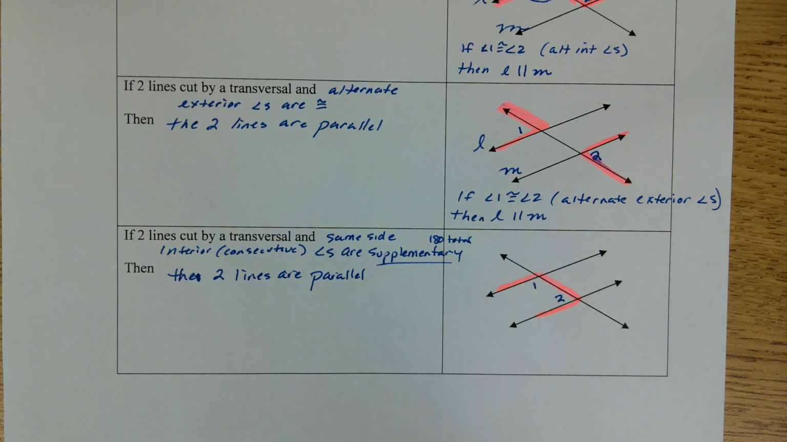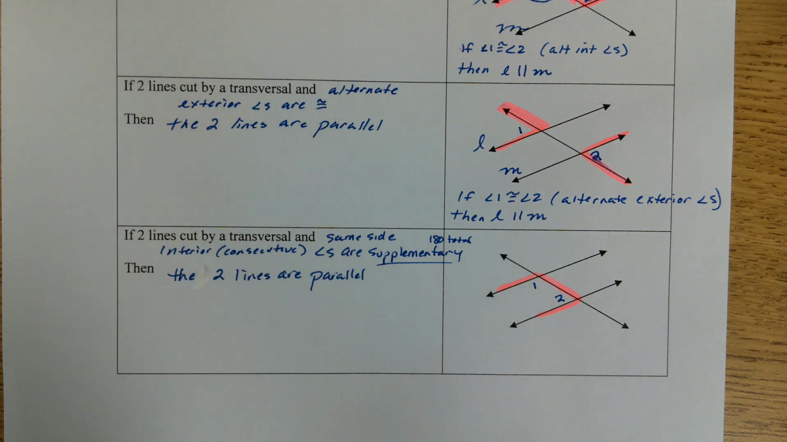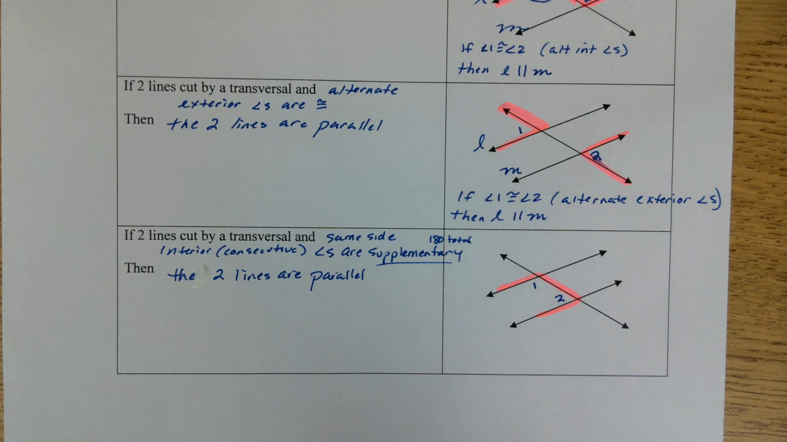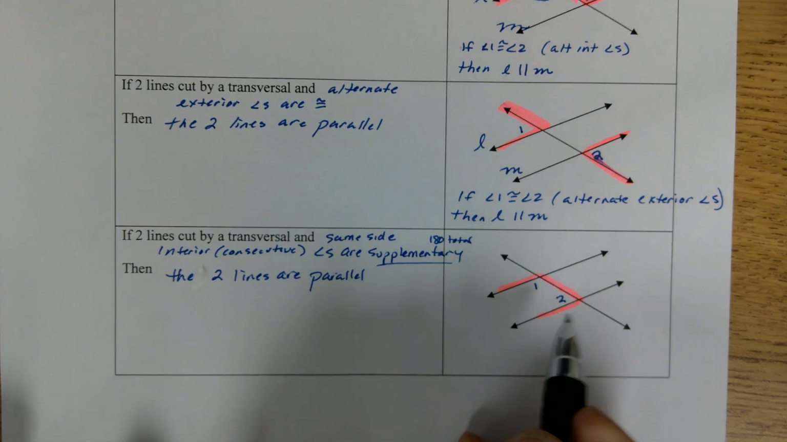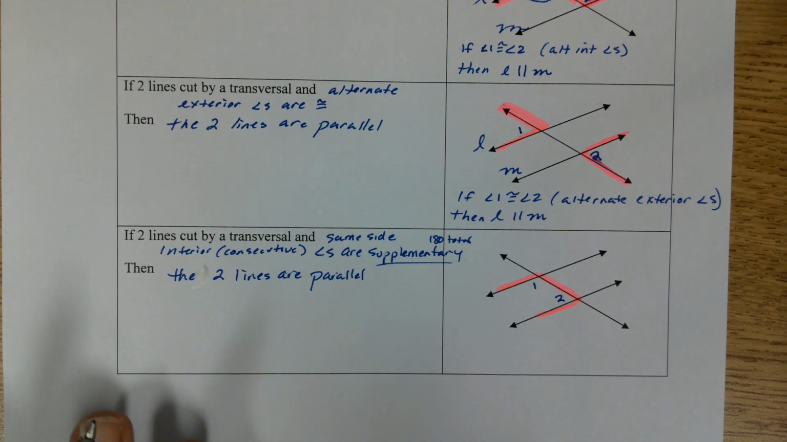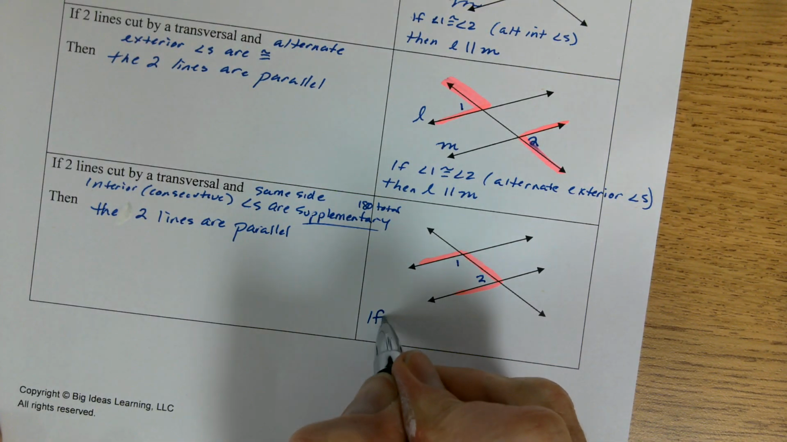Okay, I'm going to erase that little mark there. Sorry about that. The two lines are parallel. So let me fix, let's say this over here. Now this one, I'm going to write it a little bit different. I'm going to say if angle 1 and angle 2, when you add them together, they equal 180, because that's supplementary.